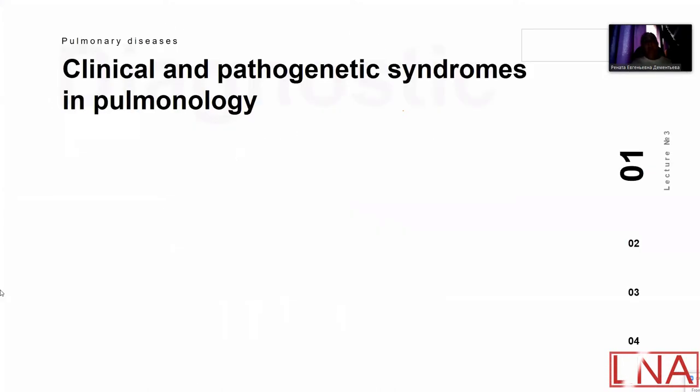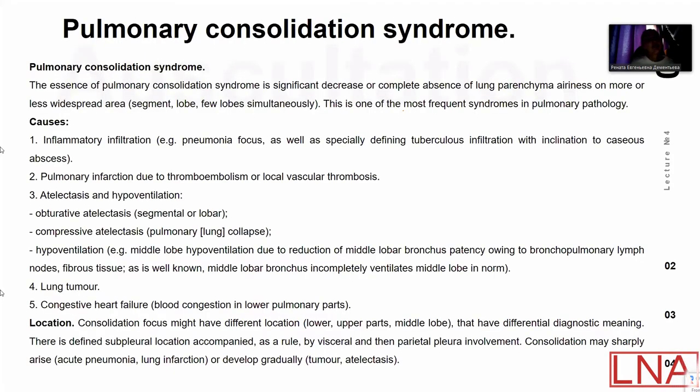Next, we'll continue in discussing the most important pulmonary syndromes in practice of the pulmonary diseases. And the first is pulmonary consolidation syndrome. What is it, pulmonary consolidation syndrome? The essence of the pulmonary consolidation syndrome is significant decrease or complete absence of air in lung parenchyma areas, on a more or less widespread area: segment, lobe, few lobes simultaneously. This is one of the most frequent syndromes in pulmonary pathology, and that's why we discuss it firstly.